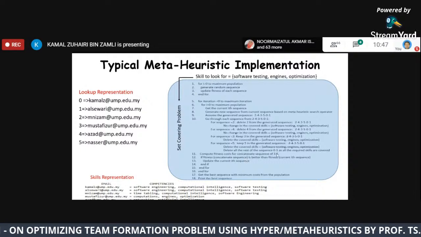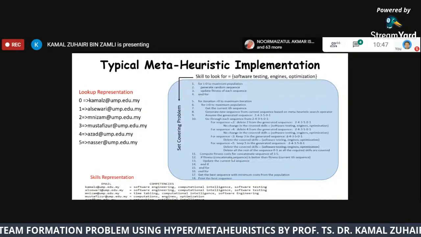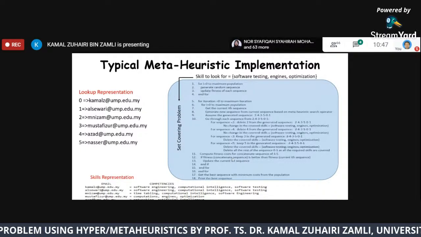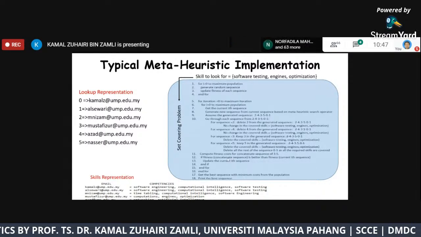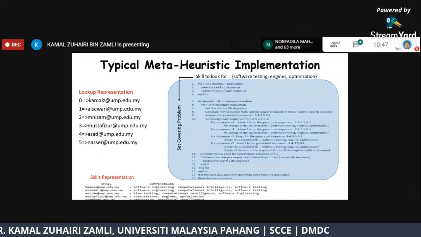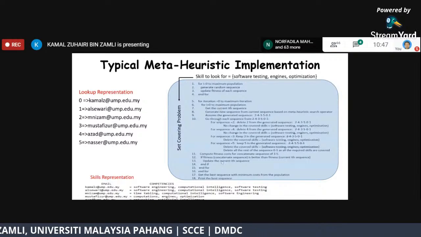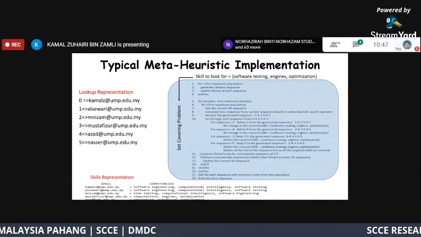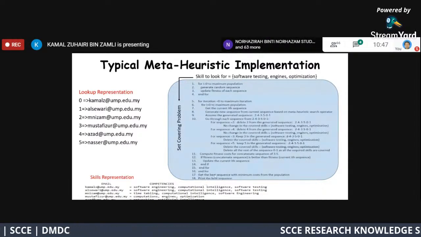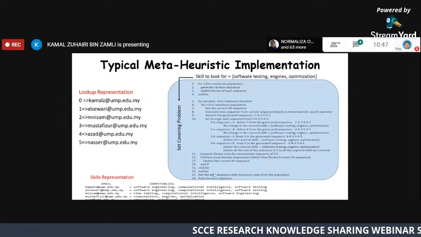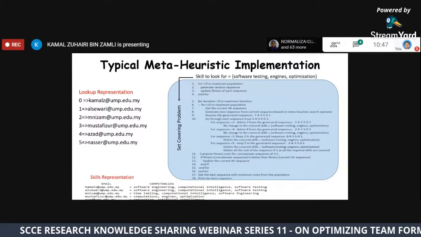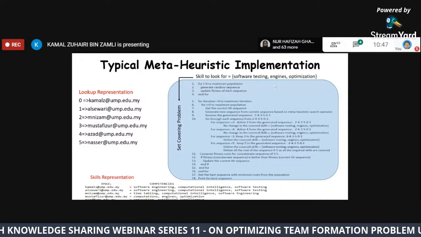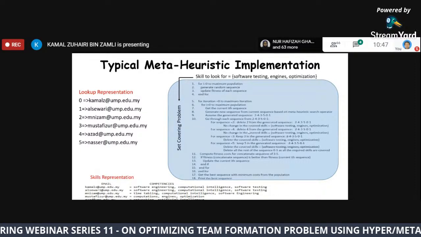If the cost of 3.5 is better than my best cost, or better than the current sequence, I update the sequence. In the end, when I finish the loop, I get the best sequence with minimal cost from the population, and I print the best sequence. So this is the algorithm that you can implement in any metaheuristic algorithm.